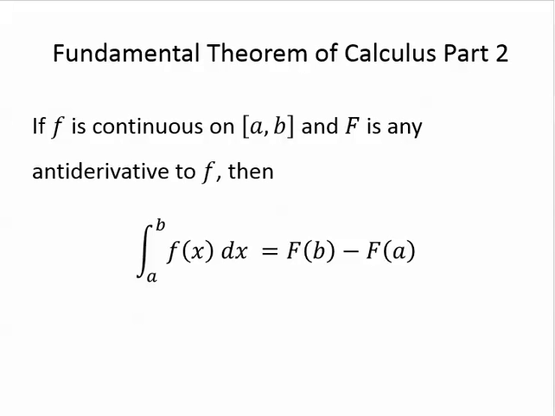If f is continuous on interval [a, b], and big F is any antiderivative of little f, then the definite integral of little f from a to b is equal to big F evaluated at b minus big F evaluated at a.